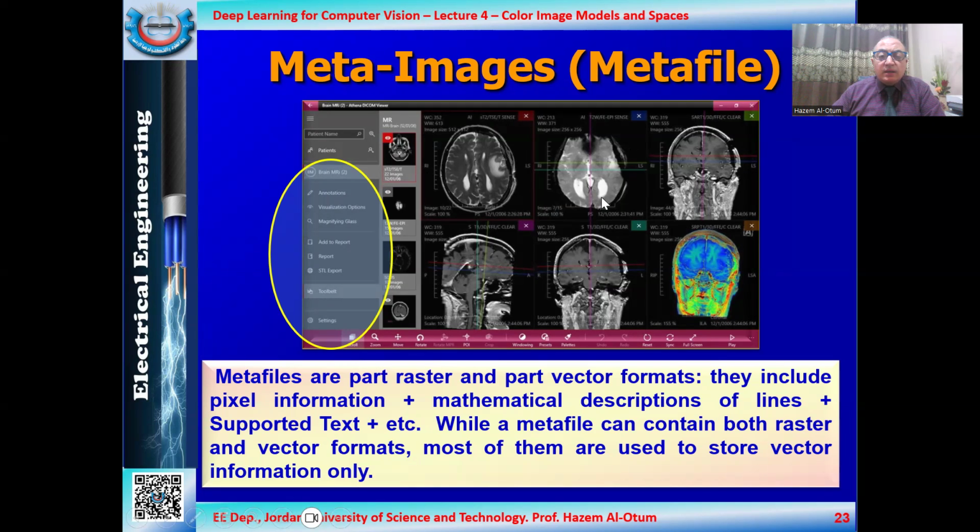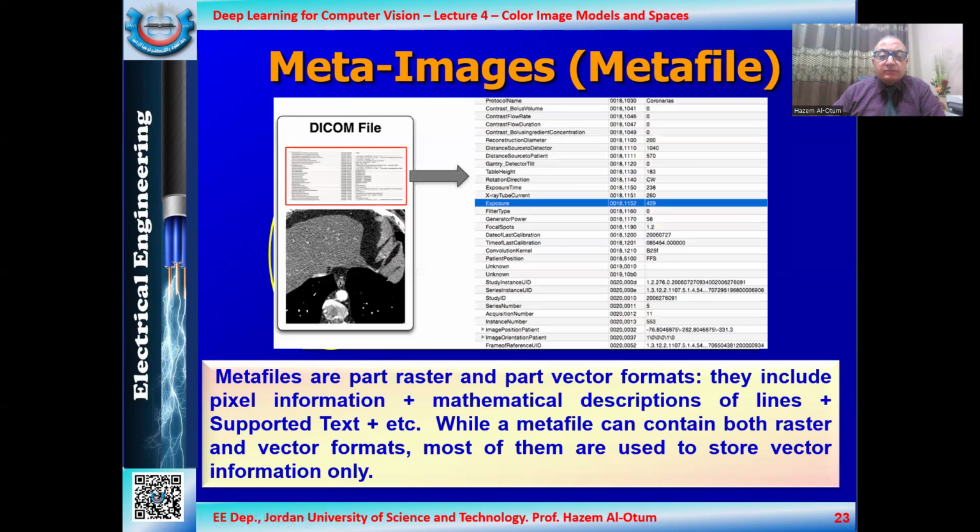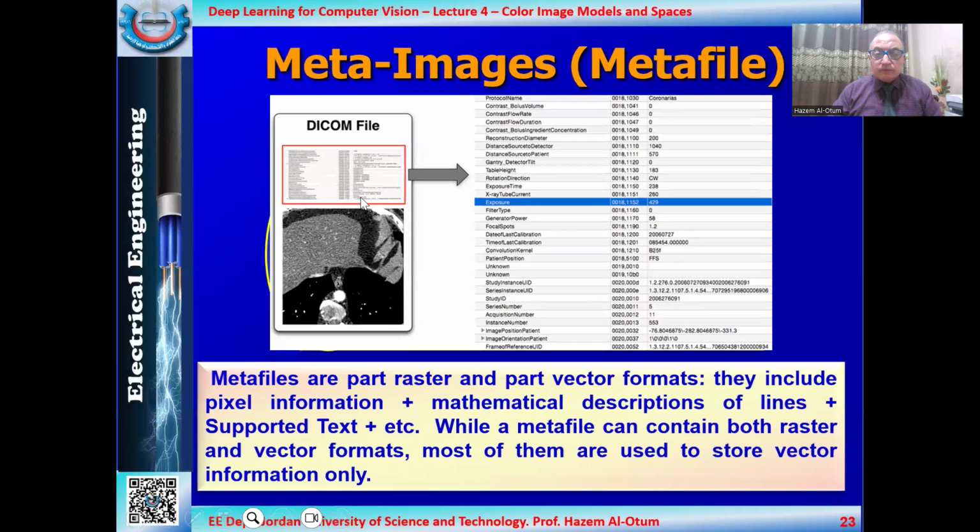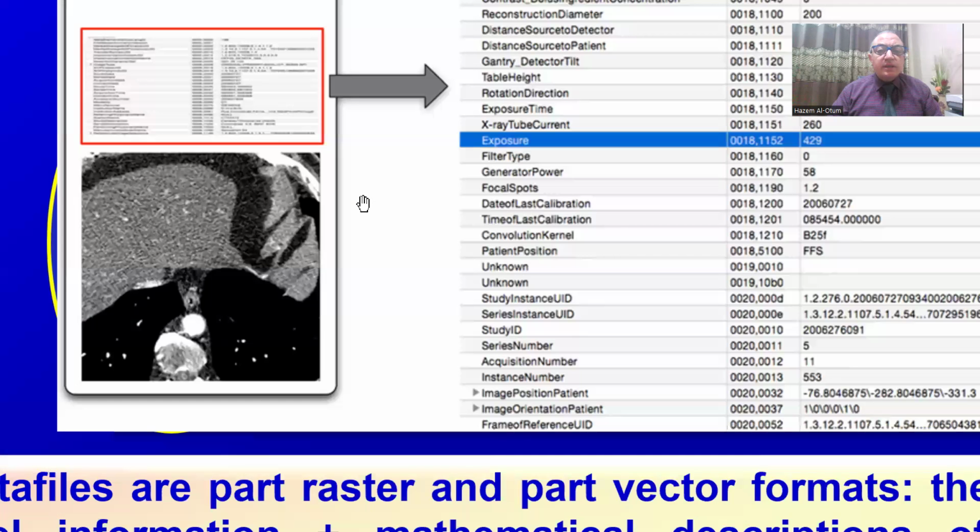Let's have a deeper insight about it. So this is again a medical image with some details inside the file format. This is the image. It's a raster-based part, while here we have some info about the image. If we zoom in now, you can see these details.